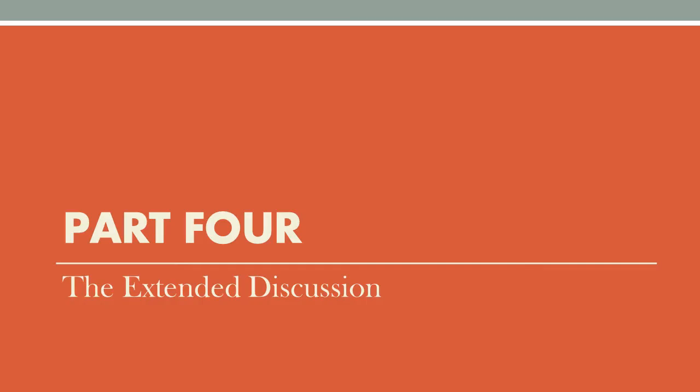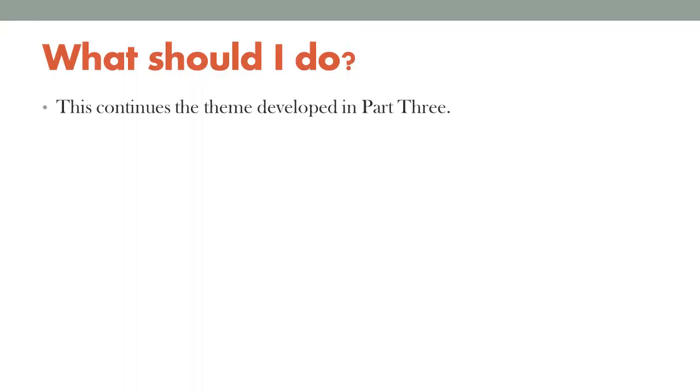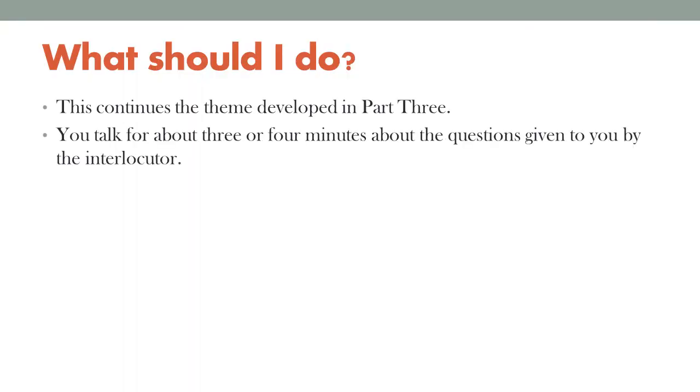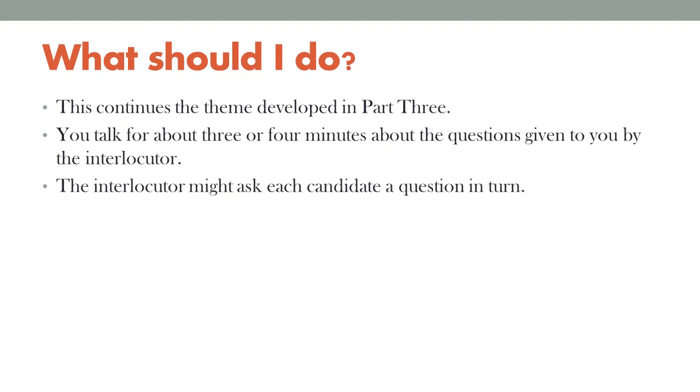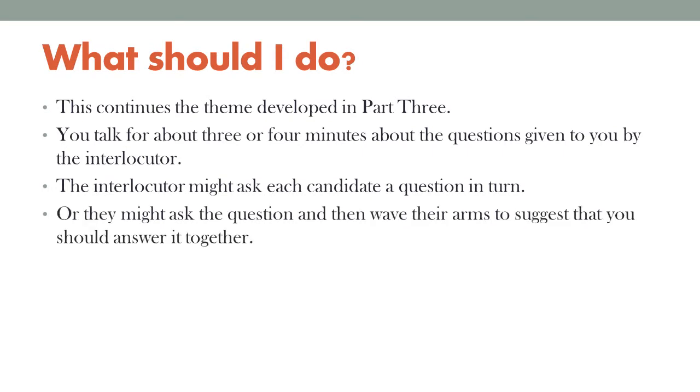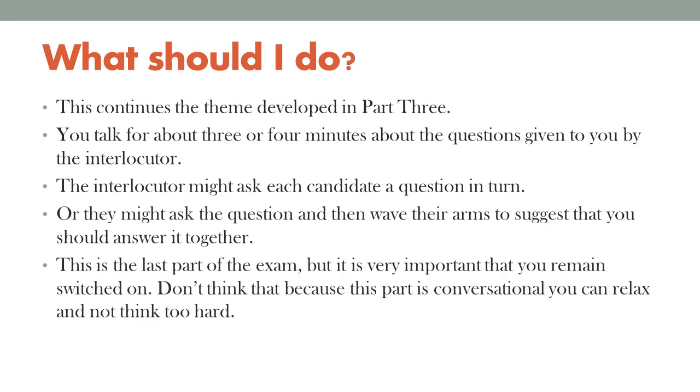And then we come to part 4. And in part 4, we extend the discussion based on the topic introduced in part 3. So you talk for about 3 or 4 minutes about the questions that are given to you by the interlocutor. The interlocutor might ask each candidate a question in turn. If one candidate was very quiet in part 3, the interlocutor might ask them first to give them the chance to speak, and then ask their partner, what do you think? Or they might just kind of wave their arms, which suggests that you answer together.